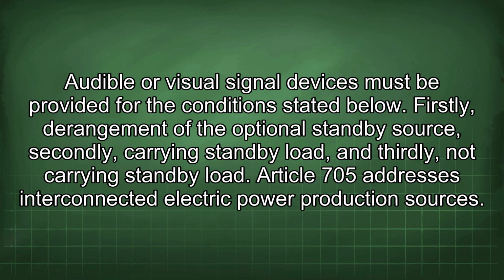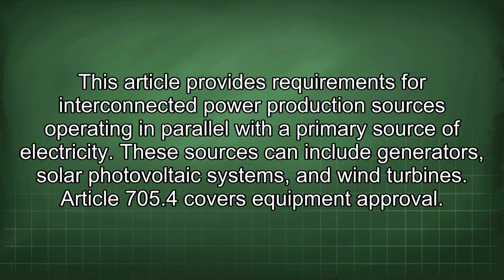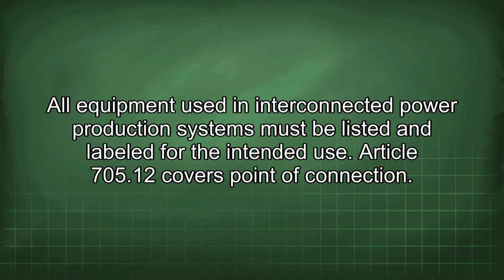Article 705 addresses interconnected electric power production sources. This article provides requirements for interconnected power production sources operating in parallel with a primary source of electricity. These sources can include generators, solar photovoltaic systems, and wind turbines. Article 705.4 covers equipment approval. All equipment used in interconnected power production systems must be listed and labeled for the intended use.